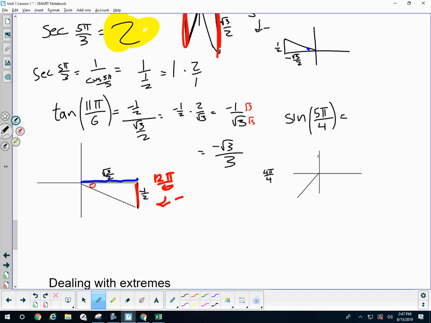Four pi over 4 is the same as pi. Add a pi over 4. Adding would be going in a counterclockwise direction. Here's 5 pi over 4. All the pi over 4s create those 45, 45, 90 triangles. So we know the side lengths are root 2 over 2 and root 2 over 2. Sine, vertical. Since it's vertical, and since I'm going down, the answer is negative root 2 over 2.